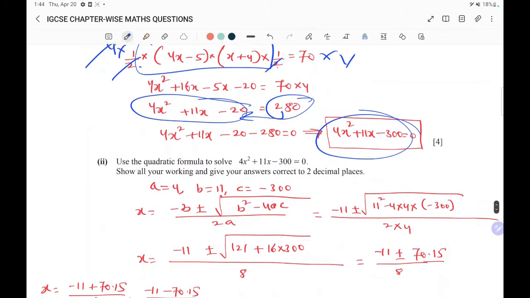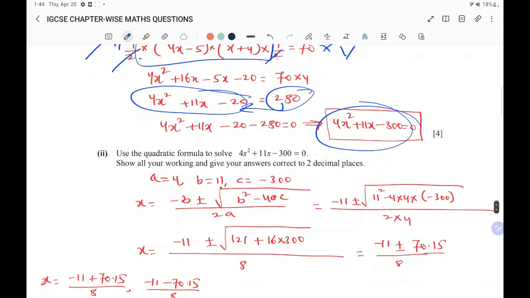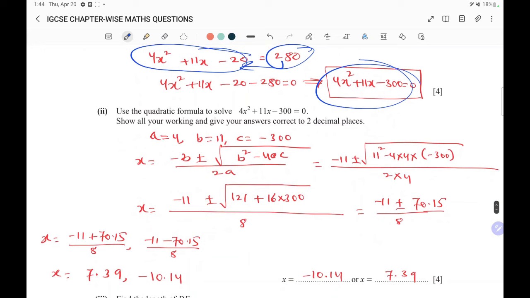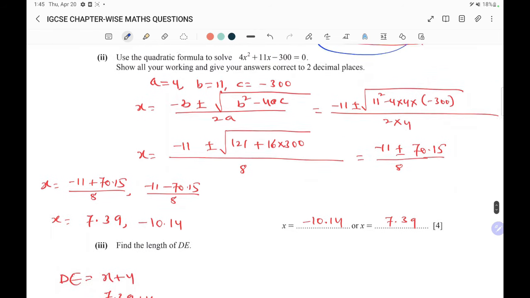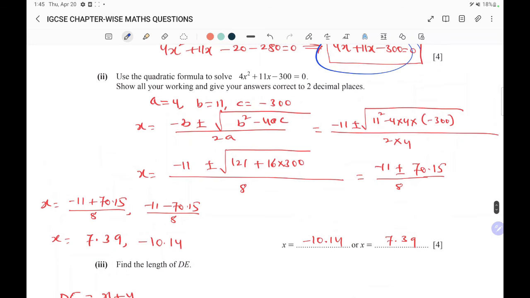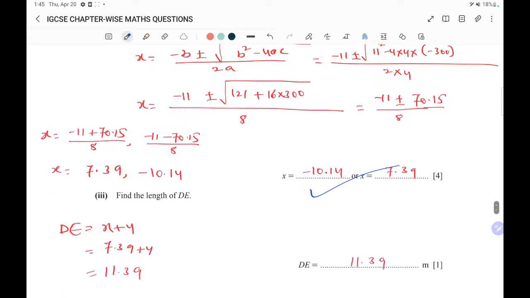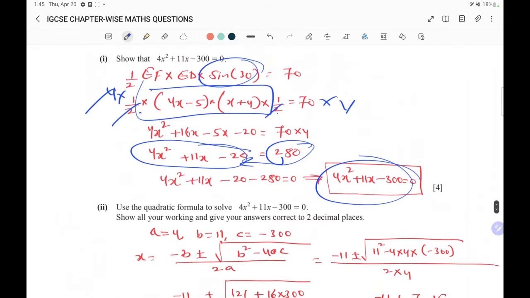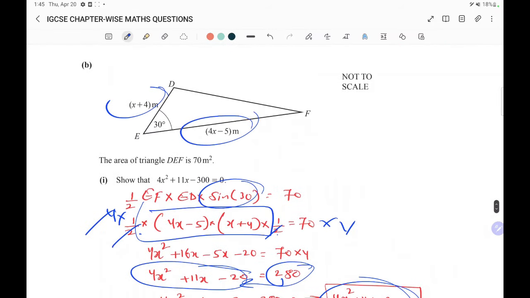Now use the quadratic formula to solve that. So you know a, b, c already, you have to select them and apply minus b plus or minus root of b squared minus 4ac over 2a. And already we did this type of question, right? So already I have shown all the necessary steps. You can just pause the video and understand on your own. So here you will get these values. Find the length of DE. Where is DE? Yeah, here, this length.